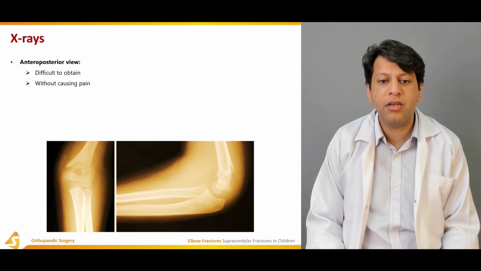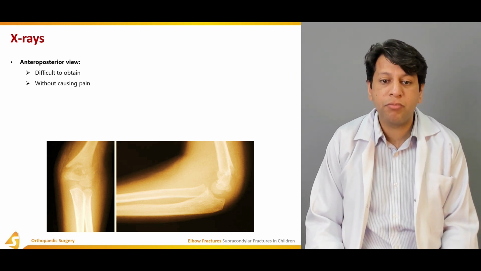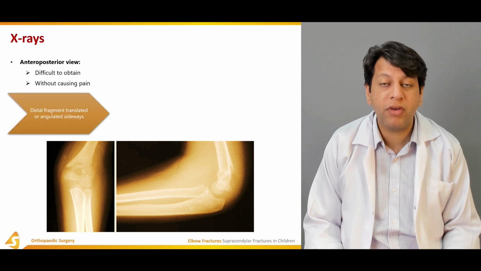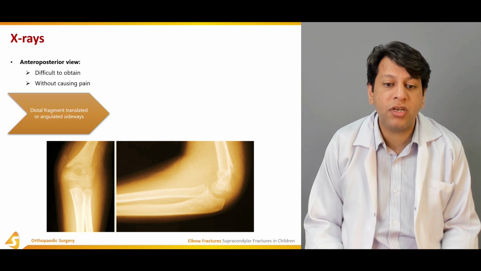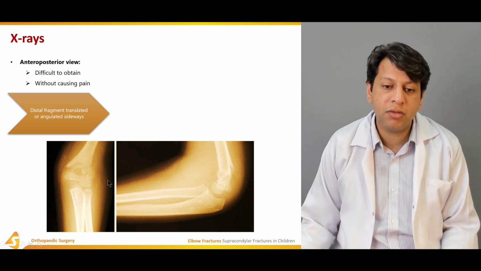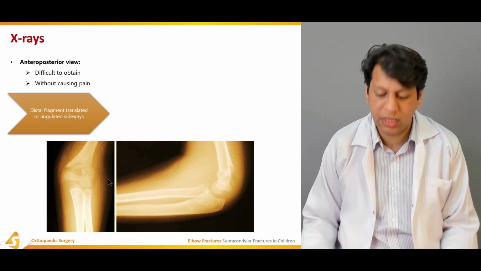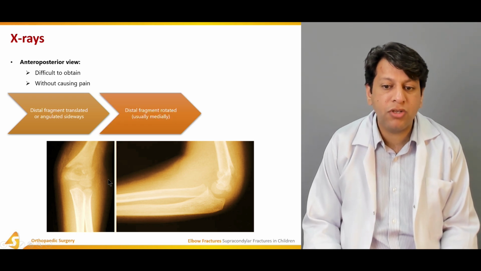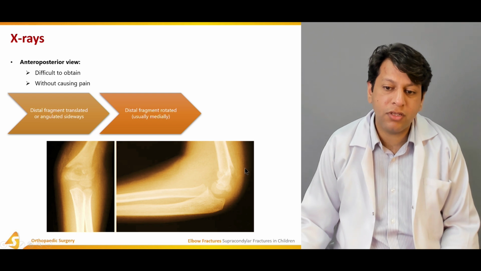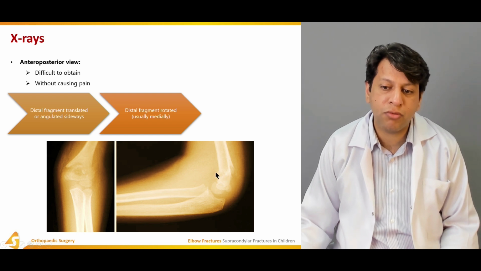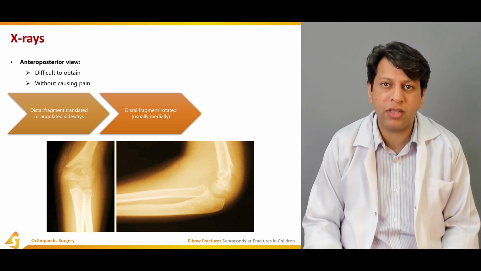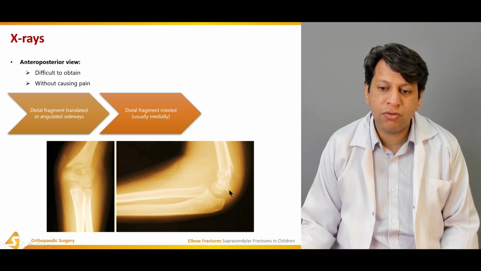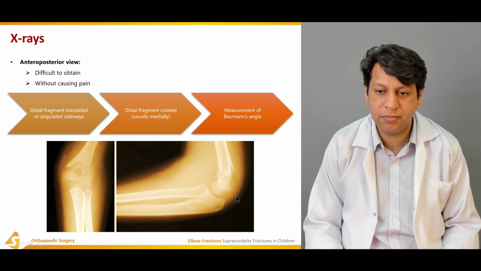Now coming to the AP view, it is sometimes difficult to obtain without causing pain, but we have to take an AP and lateral view and look at whether the distal fragment is translated or angulated sideways. Sometimes this could be present going this way or that way as well. The distal fragment is usually rotated, and sometimes you can appreciate it properly on the lateral view. It's not translated, but it's angulated or rotated over its axis, and that is why instead of having it over here, it is actually right posteriorly.